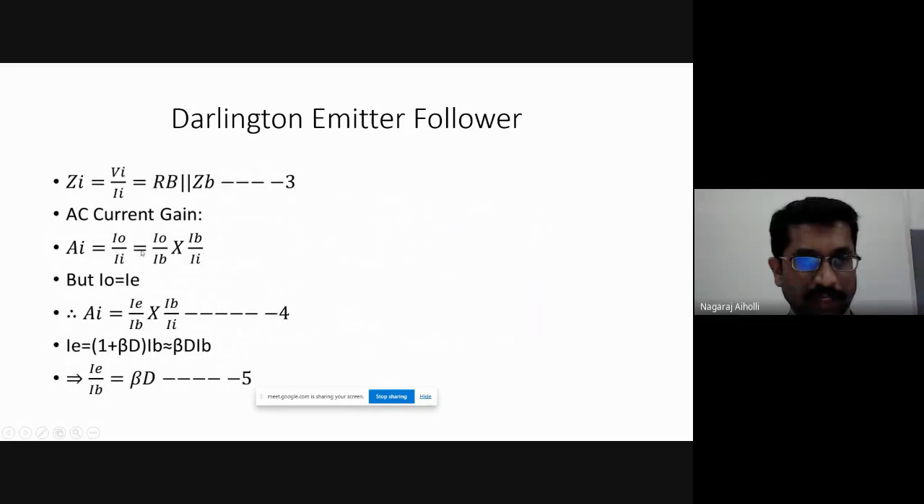Substitute I naught equal to IE in the above equation. Therefore, AI will be equal to I naught, which is IE, by IB into IB by II. IE by IB into IB upon II.